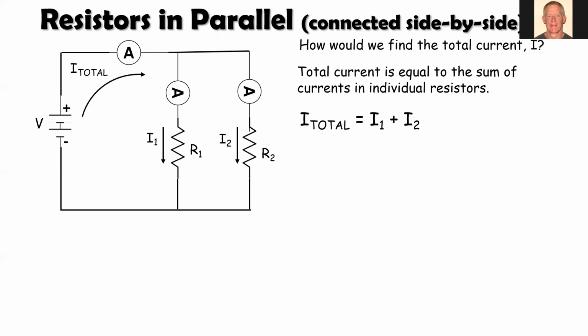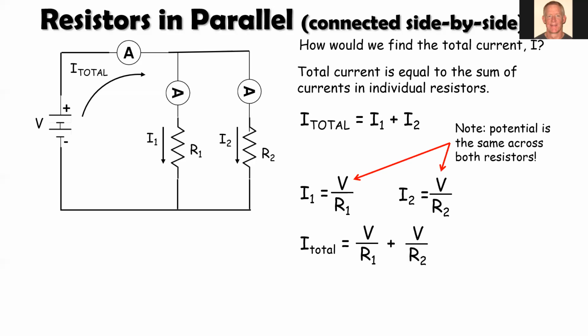So the total is equal to I1 plus I2. Now I1, we know, is the voltage divided by R1. And I2 is the same voltage divided by R2. Notice both resistors are connected to the same points of the voltage on the battery. The top of the resistors are both connected to the plus side of the battery. The bottom of the resistors are both connected to the negative side. So each resistor is going to see the same electric potential or voltage drop across them.